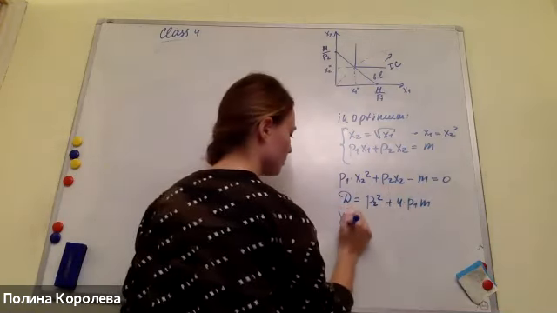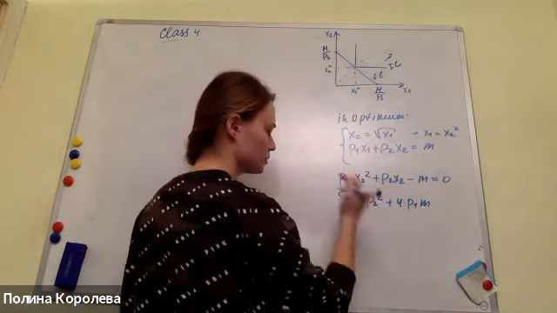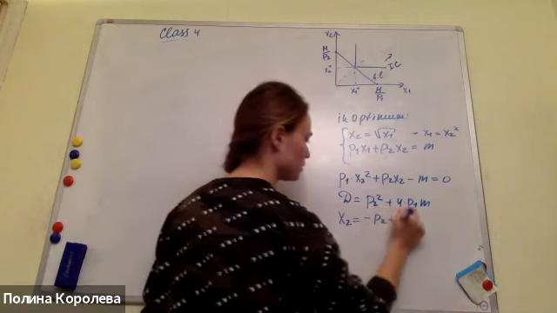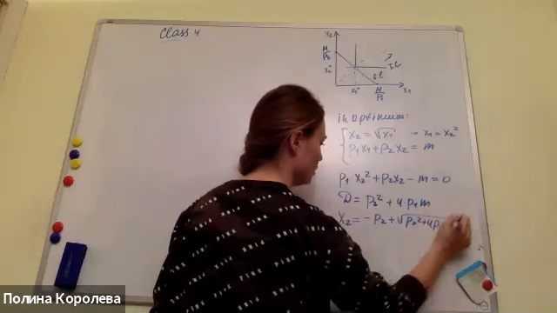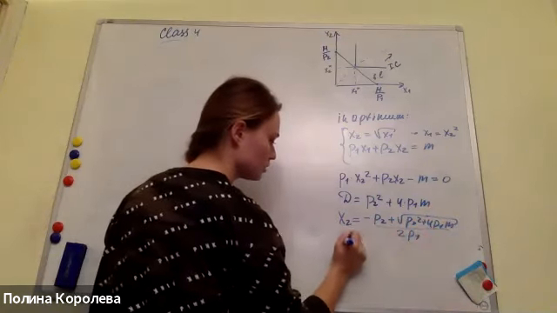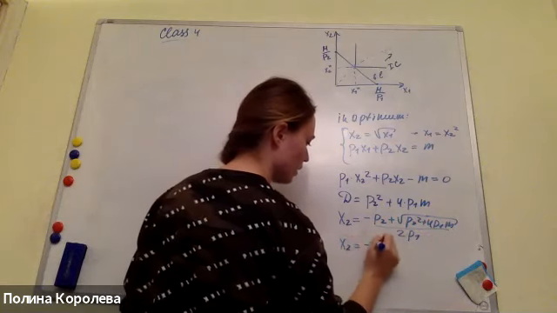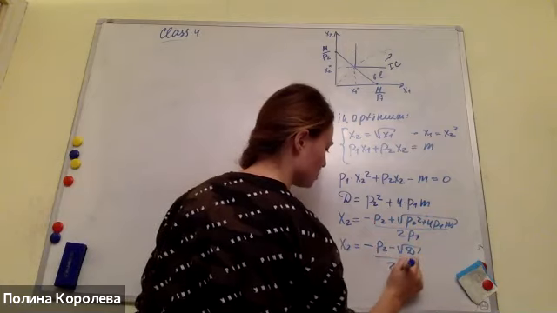Then x2 will be equal to the first root: minus p2 plus square root of p2 squared plus 4 p1 m, over 2 p1. And the second root will be with minus: minus p2 minus square root of D, over 2 p1.